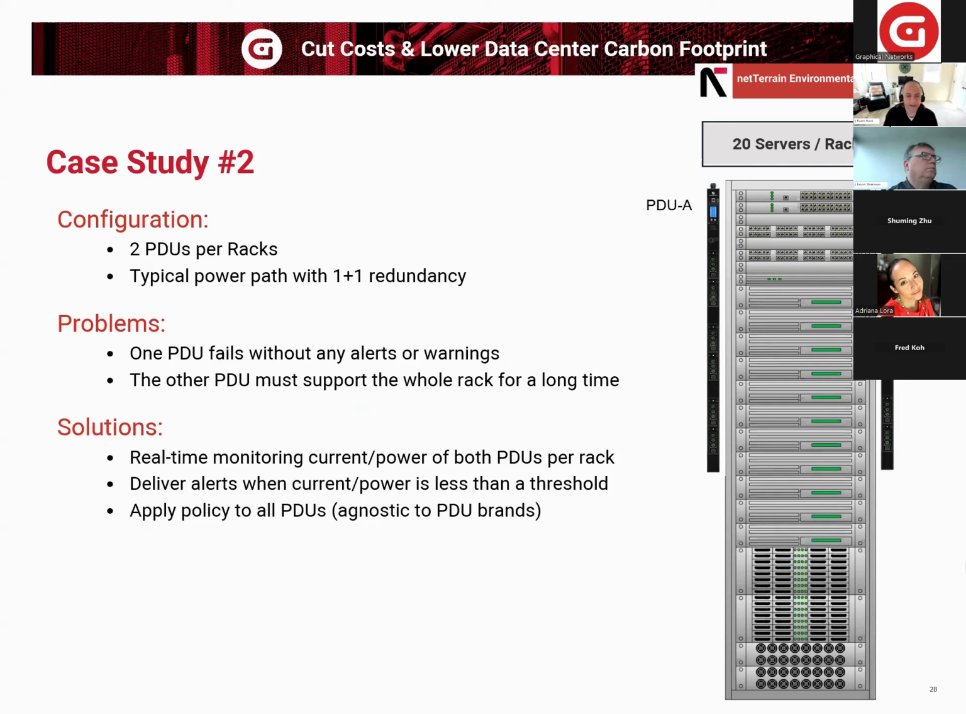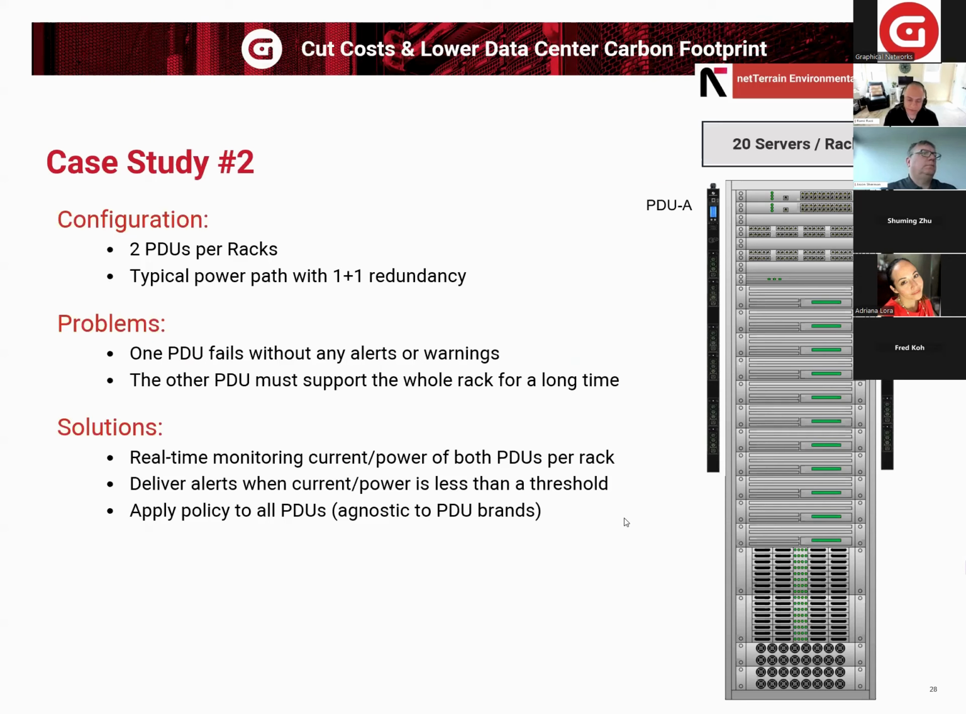And the second case study here that I wanted to mention is more of a reliability use case. In many situations, we see per rack, there's two PDUs. One is typically for redundancy. And in several cases, we see that one PDU fails without any alerts or warnings, and the other PDU must support the whole rack for a longer period of time before someone actually notices that overload on one PDU and the lack of redundancy, and fixing that.